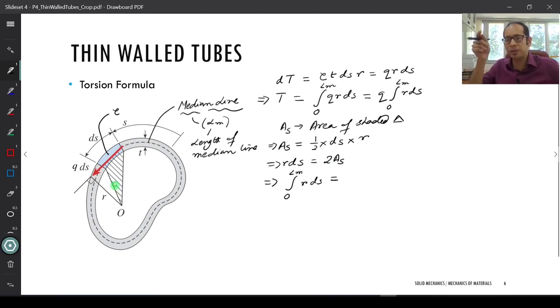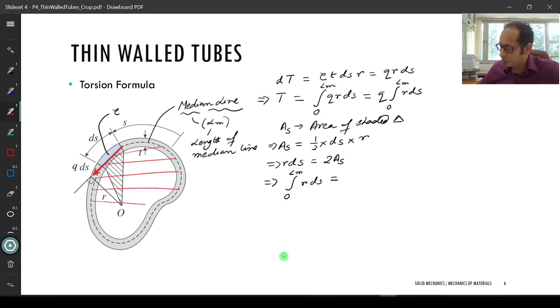Now if I'm traversing across that entire length of the median line, it is simply going to be 2 times the area of this entire section, the entire area which the median line encloses, which is essentially this entire area inscribed by the median line over here.